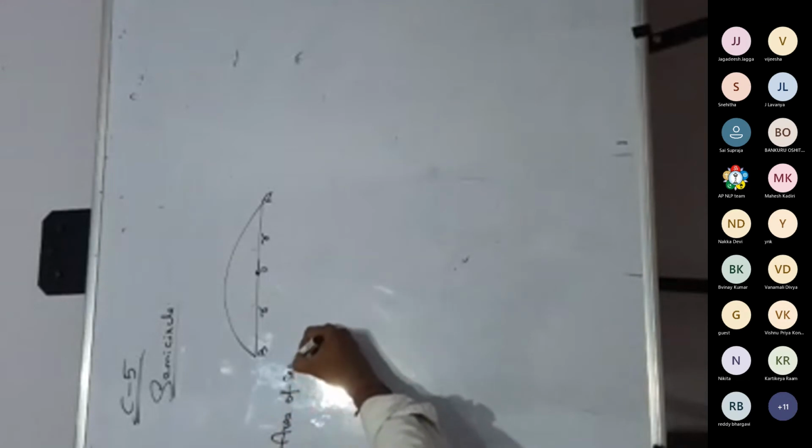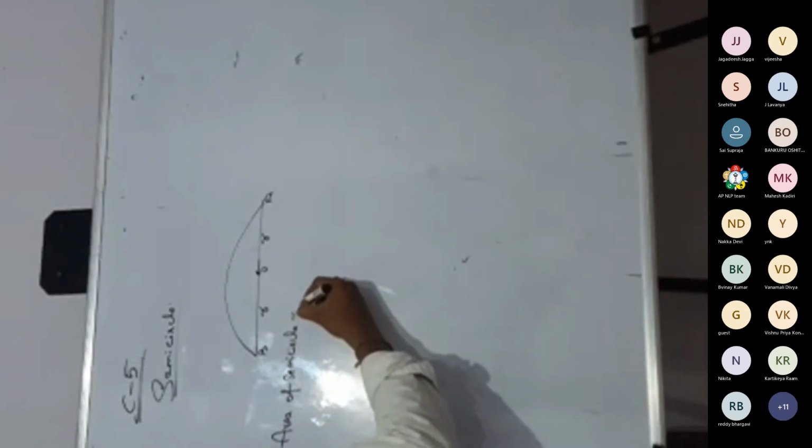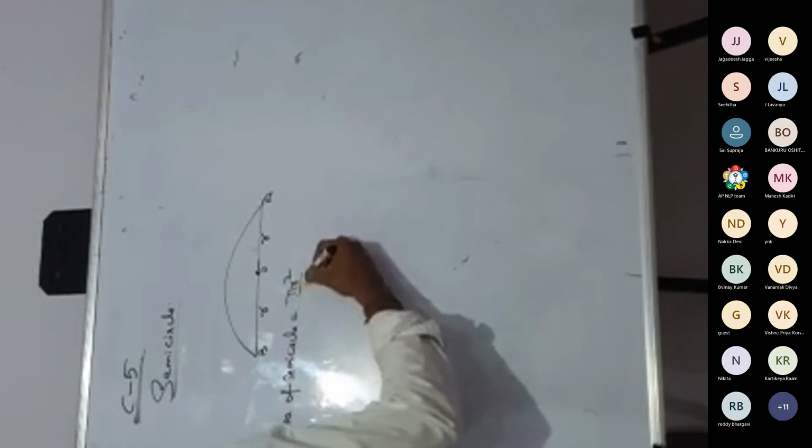Then area of the semicircle is pi r square by 2. So what is the area of the circle? Pi r square. Then semicircle means half of the area, pi r square by 2.